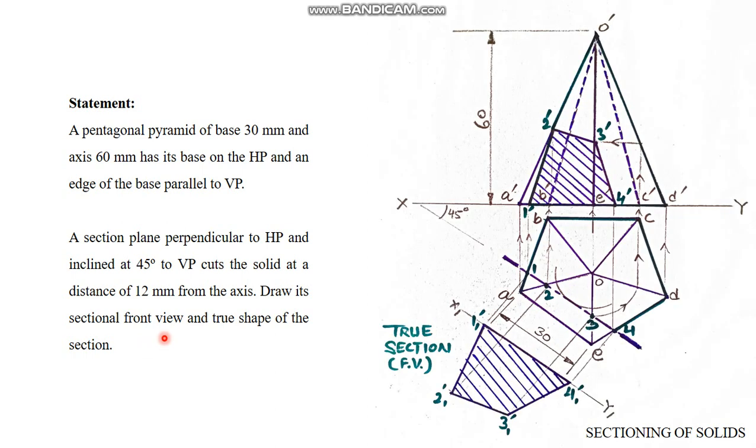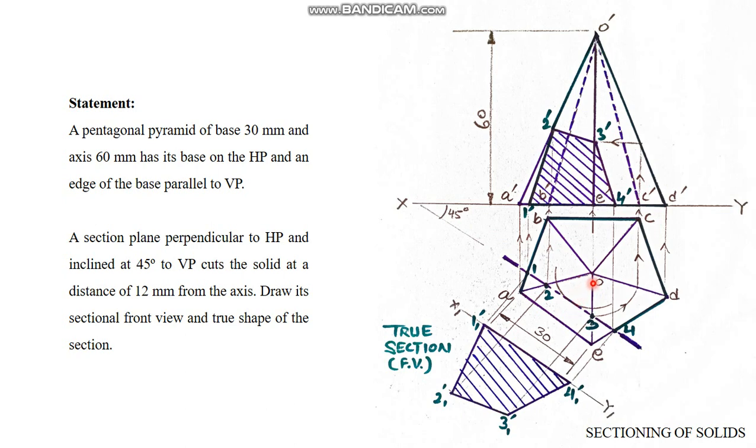First of all, draw the top view of the pentagonal pyramid, then take the projection towards VP and draw the front view. Then we have to cut this solid, and the cutting plane should be inclined to VP. So this is a cutting plane. It is inclined to VP at an angle of 45 degrees, but the distance of this cutting plane from the axis should be 12 mm. So how can you maintain this distance?